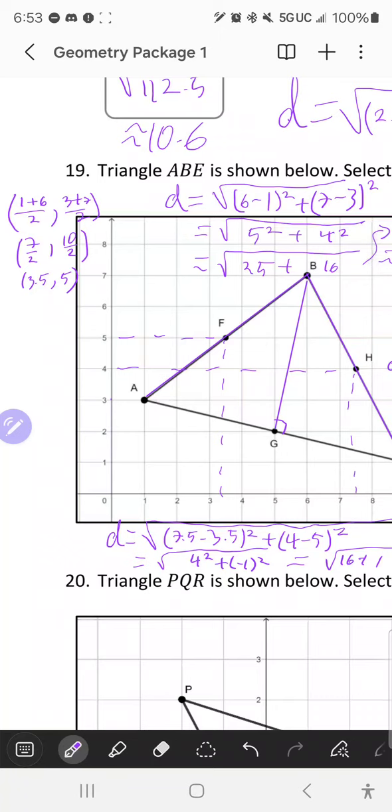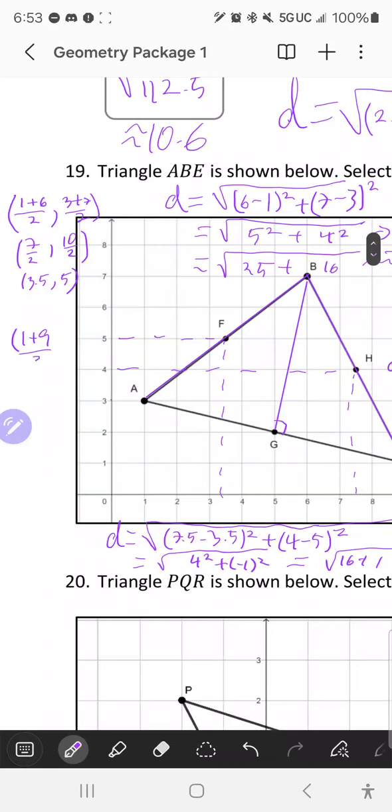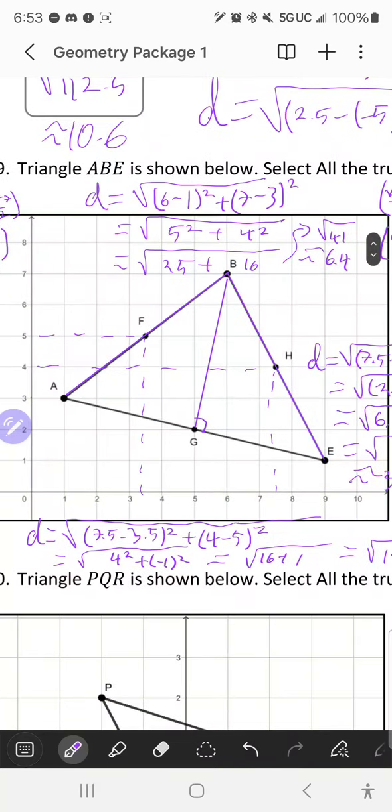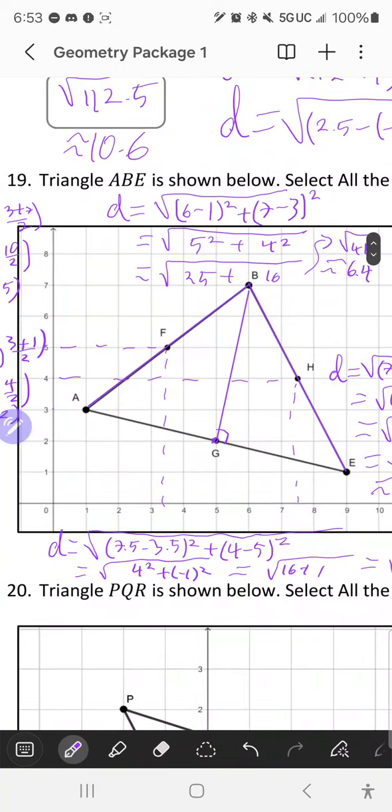So to calculate the midpoint, as we already did before, I'm going to do it right here. It's going to be 1 plus 9 divided by 2, comma, 3 plus 1 divided by 2. This is going to be 10 divided by 2, comma, 4 divided by 2, which is the same as 5, comma, 2. And yep, G is actually the midpoint, so now we need to see if it is perpendicular.